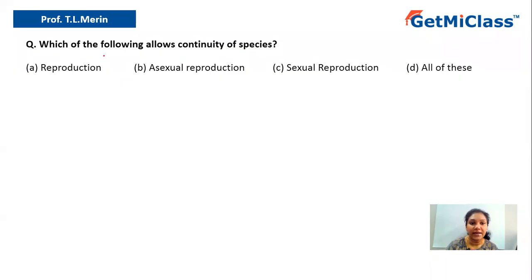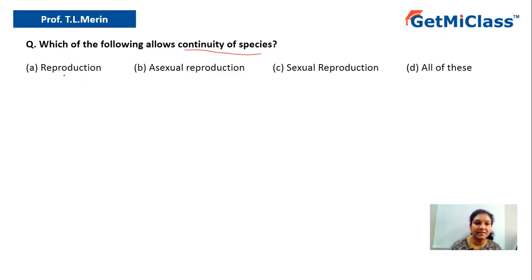So what do you understand by continuity of species? What are they asking? They're asking which among the following will lead to continuity of species. Continuity of species is nothing but continuation of the generation one after the other. That is what continuity of species is. So let us try to understand the various terminologies which are given here.